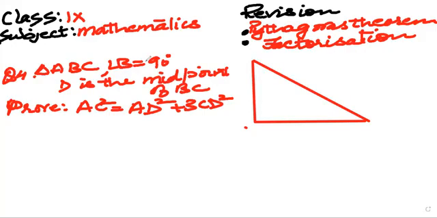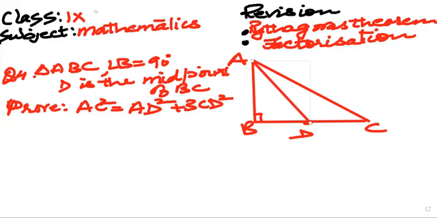You have a triangle ABC, let's name it, where angle B is equal to 90 degrees. Okay, and this is your 90 degrees. Now let's see what else is given. D is the midpoint of BC. This is your BC and D is somewhere in between. So let's join it with the vertex A.